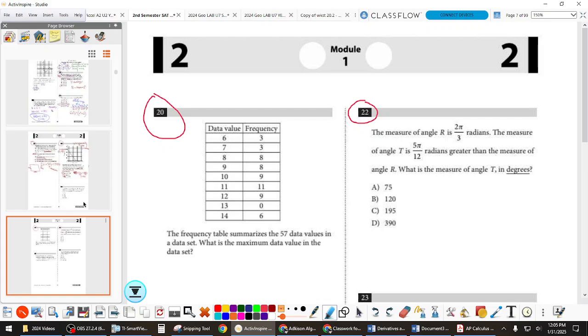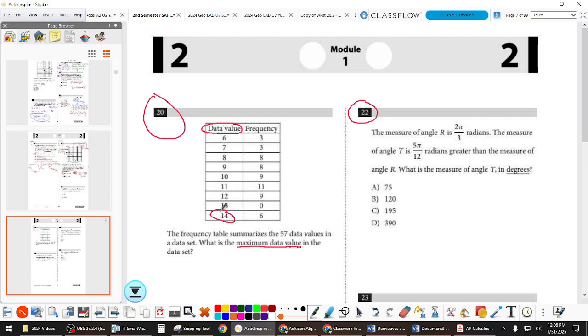So let's read carefully. It says the frequency table summarizes 57 data values in the data set. I want you to read these three words, and that should point you to the answer. Because we have a category called data value, right? And so what is this asking for? Which is what? 14. Done.